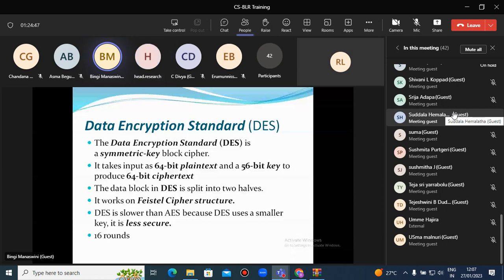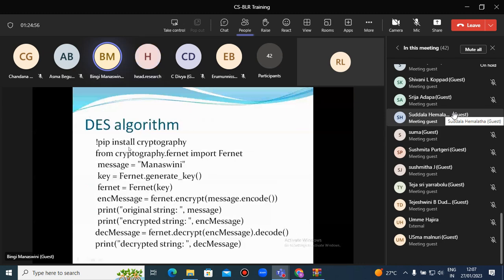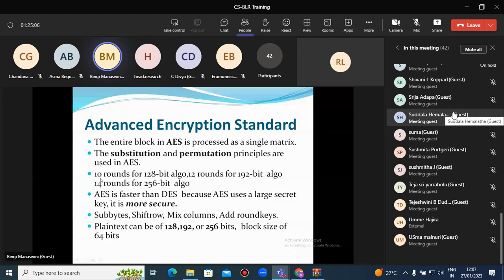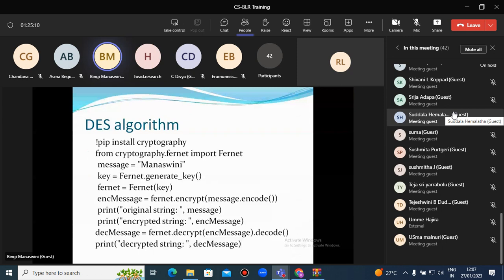First, we need to install the cryptography library, and we need to access Fernet from cryptography. We have taken the input as the message. It is like my name, Manaswini, and we can take any input which we need to send to the receiver. Here the key is generated using the Fernet.generate_key method.